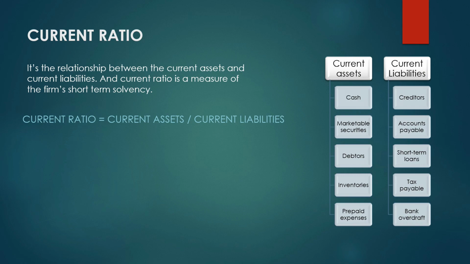Current assets are those assets that can be converted into cash within a year, such as cash, marketable securities, debtors, inventory, and prepaid expenses. All obligations maturing within a year are included in current liabilities. Current liabilities include creditors, accounts payable, short-term loans, tax payable, and bank overdraft.